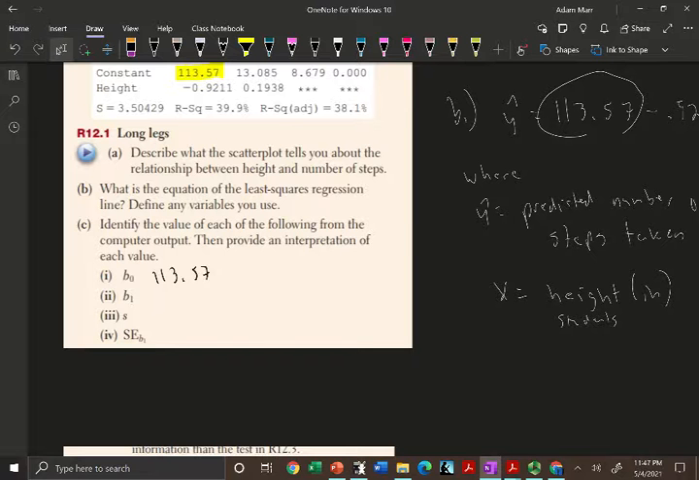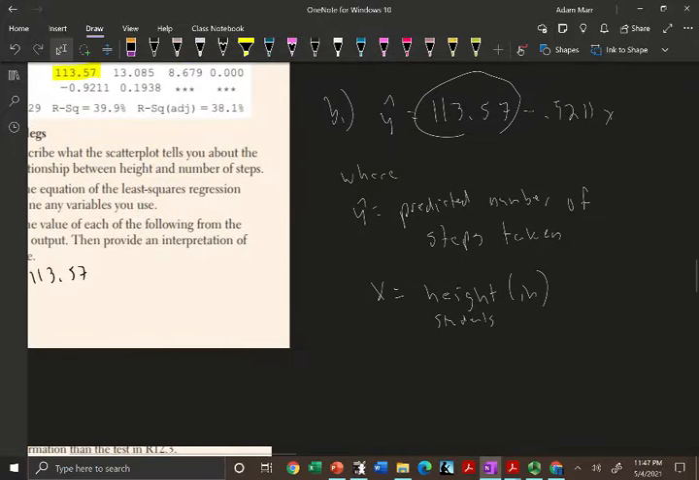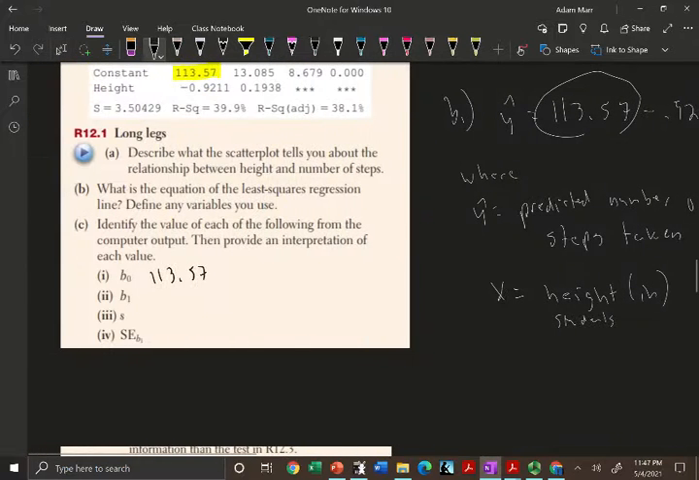All right, b sub 1, that is the slope. That is negative 0.9211. Remember what I always said to do: for the slope, it's negative 0.9211, right? So write that first, but just to help me out, I'm going to put that over 1. So what does that mean? That means for the x, which is of course the height, and the y, which is the y hat, the predicted number of steps.